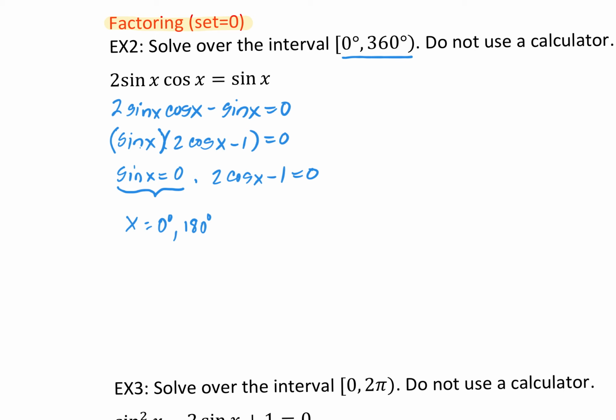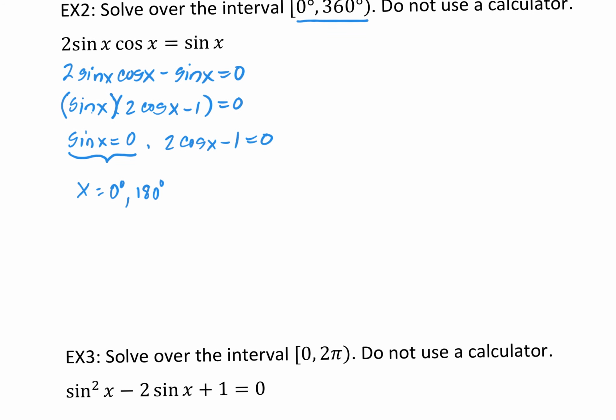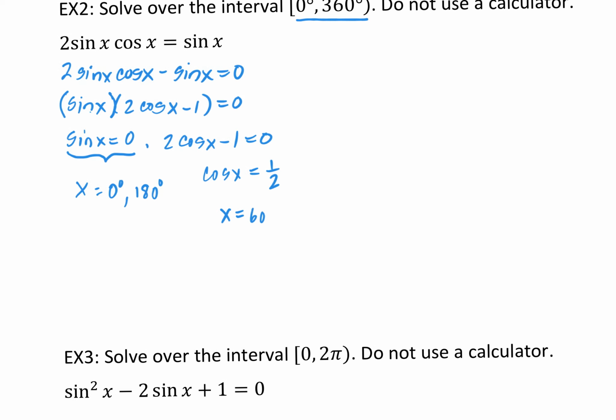This other equation, if I were to add 1 and divide by 2, I would get cosine of x equal to positive 1/2. So cosine is positive 1/2 in quadrants 1 and 4. In quadrant 1, it corresponds to pi over 3, which is 60 degrees. And in quadrant 4, that would be 300 degrees.